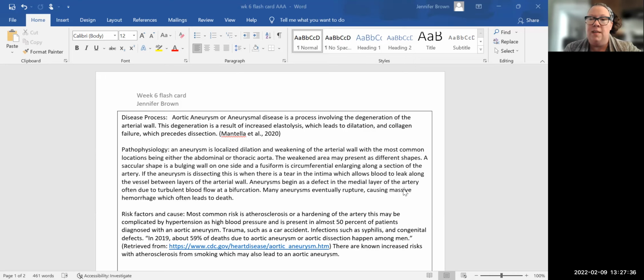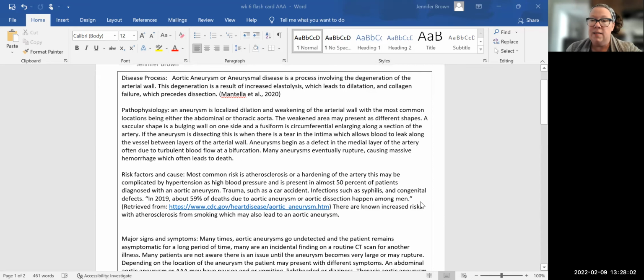If the aneurysm is dissecting, this is when there's a tear in the intima, which allows blood to leak along the vessel between the layers of the arterial wall. Aneurysms begin as a defect in the medial layer of the artery and are often due to turbulent blood flow at a bifurcation. And many aneurysms eventually rupture, causing massive hemorrhage, which often leads to death.